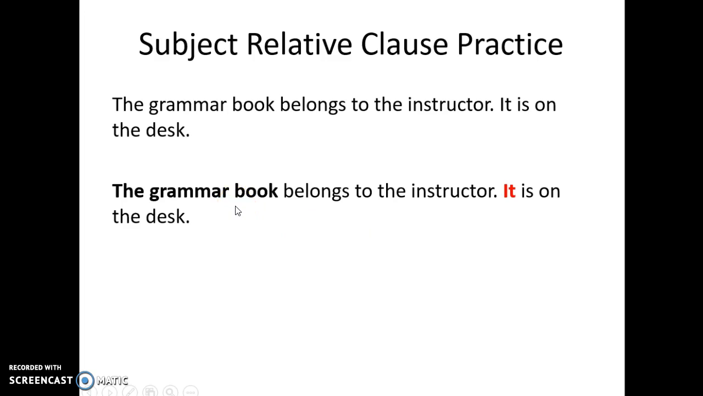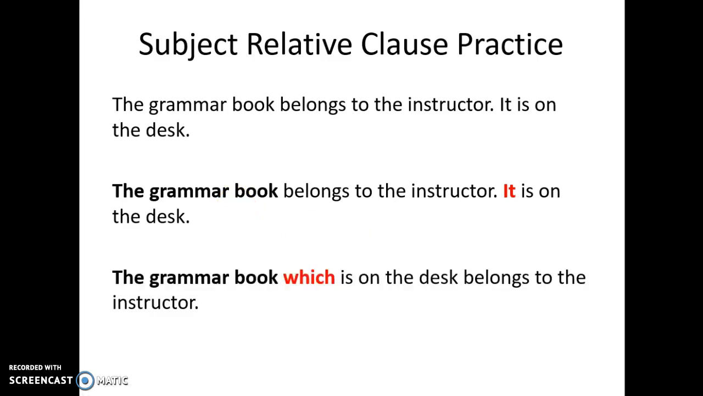We're going to combine the sentences again, and we get the grammar book, which is on the desk, belongs to the instructor. So this whole second clause became the relative clause, and we put it right after the noun we're trying to describe, which is the grammar book.